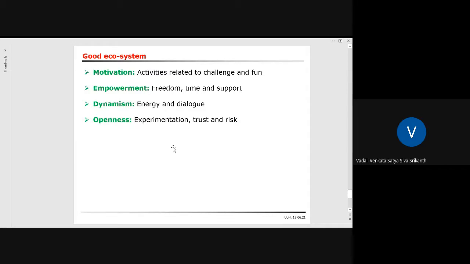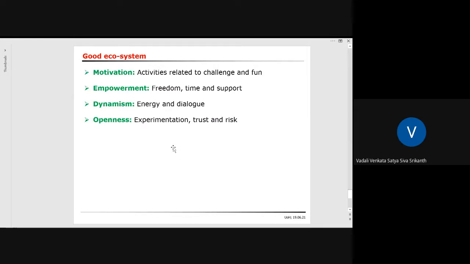You need energy, dynamism, you need to allow dialogue across disciplines. You need openness, you need to allow experimentation, maybe dangerous, risky, but you should still allow, you should trust the idea, you should trust the people involved. And these four constitute a good ecosystem to innovate.